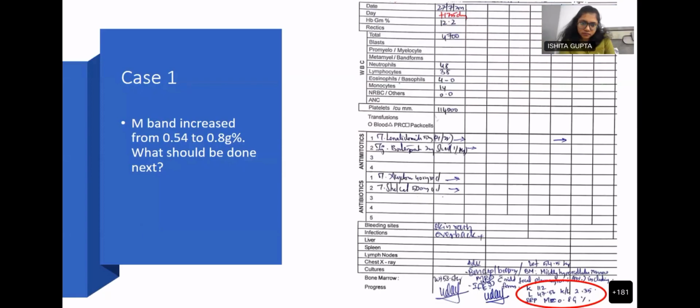So, below 1 gram, it's not much significant. Light chain small changes in M band, one should not really react generally. Dr. Pamela, would you like to comment on whether the sensitivity of the assay is adequate below 1 gram percent?